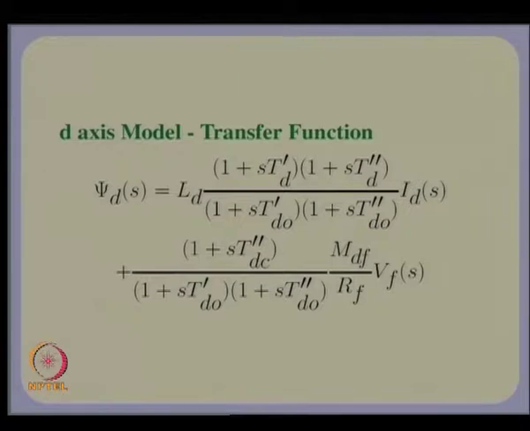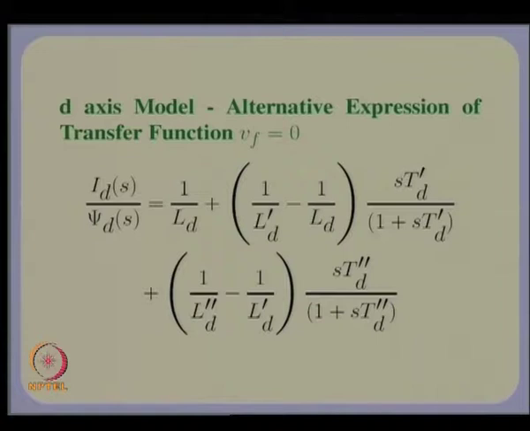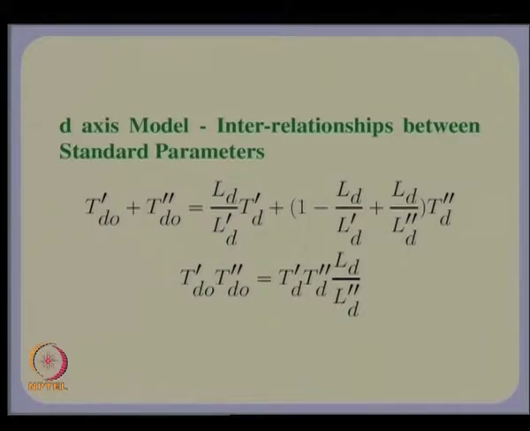In the d axis, if you remember, the transfer function relationships are as shown here. Remember that there is an additional transfer function here because you have got an input. The input is of course the field voltage. Again, instead of specifying 4 time constants, I can write the transfer function in terms of 3 inductances and 2 time constants. That is okay, because the time constants and these inductances are in fact related by the relationship shown here. This is something you can work out, it is not very difficult to do.